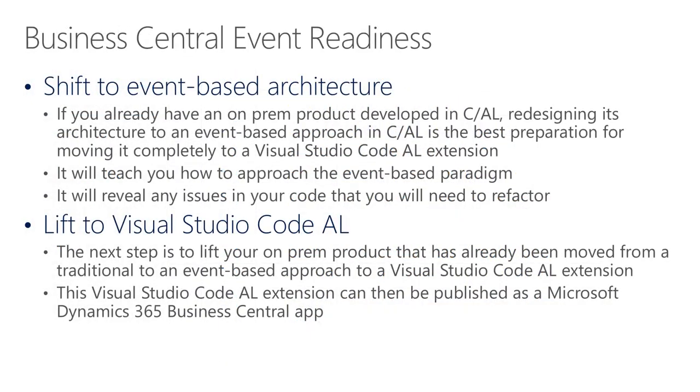If you already have an on-prem product developed in CAL that you want to turn into a Business Central app, you should consider this two-step approach. Redesigning its architecture to an event-based approach in CAL is a very good preparation for moving it completely to a Visual Studio Code AL extension. It will teach you how to approach the event-based paradigm, and it will reveal any issues in your code that you will need to refactor. Afterwards, it will be much easier to lift your event-based on-prem product to Visual Studio Code AL.